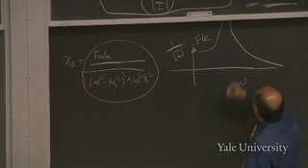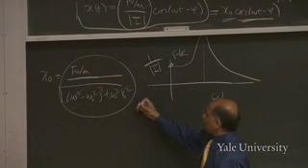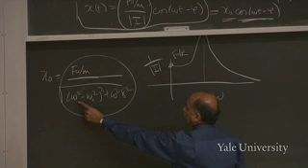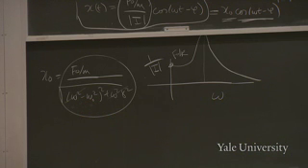Now, one of the homework problems is to find out exactly where it peaks. But if gamma is very small, you don't have to do much work to know it peaks at omega equal to omega naught, or otherwise near that. That's a phenomenon called resonance.